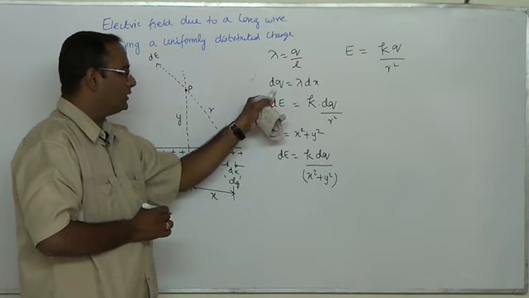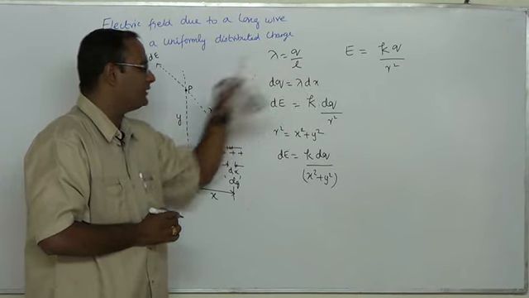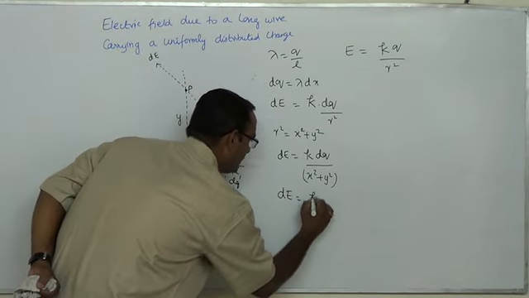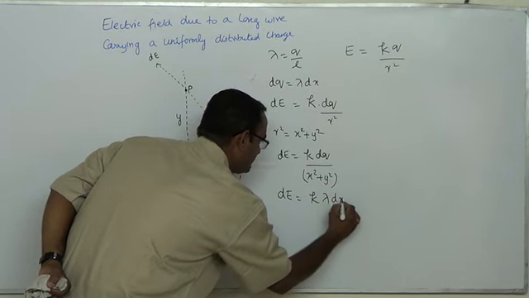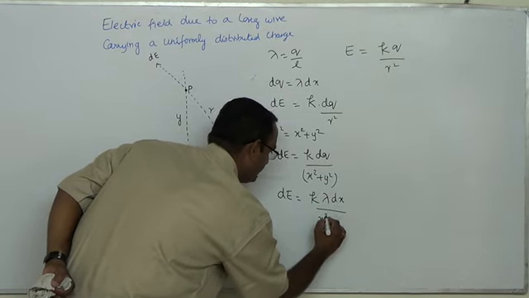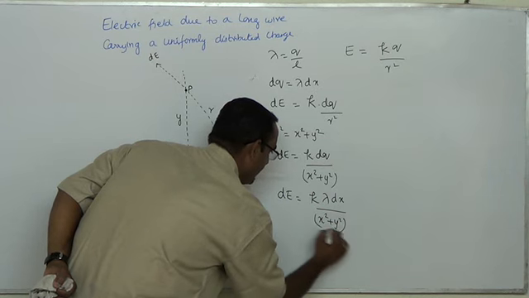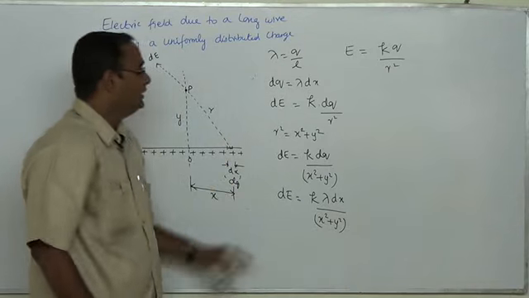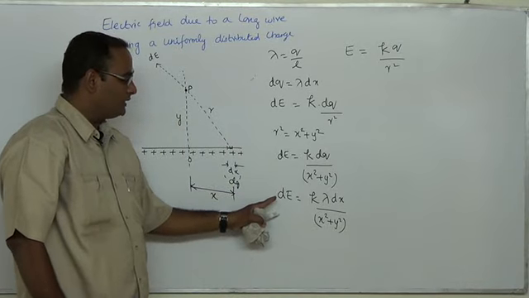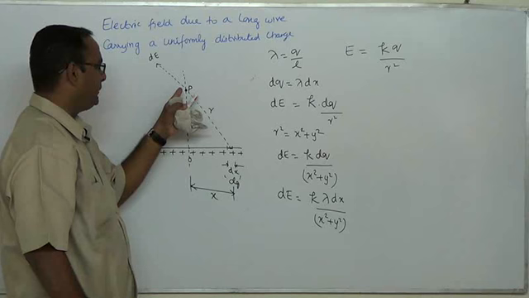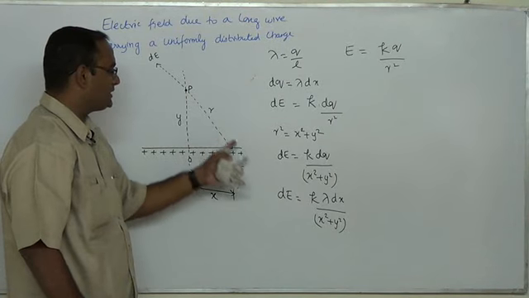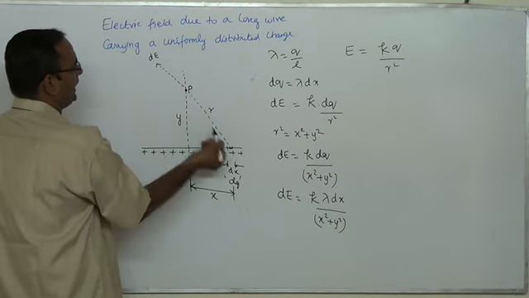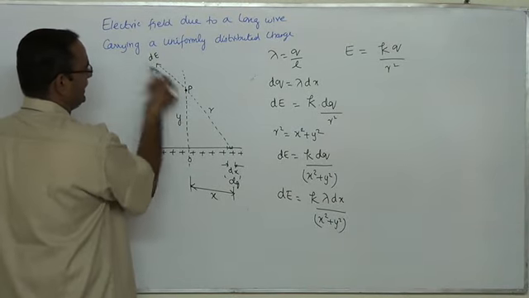Now what is dq? As we all know, dq is lambda times dx. I can substitute here, and therefore dE will be equal to k into lambda times dx divided by x square plus y square the whole square. Now we have found the electric field at the point P because of the elemental charge dq. The direction of the electric field is along the line of action, which is represented here.